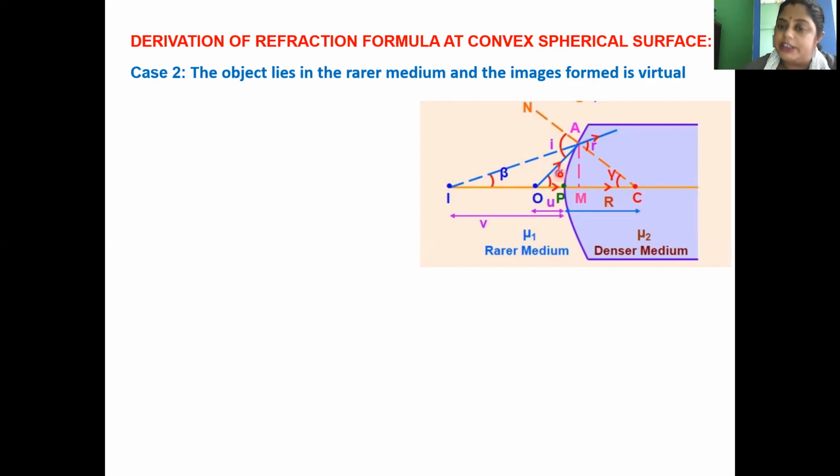Now for the derivation. Let's draw a perpendicular AM on the principal axis. What is i here? i is the angle of incidence and r is the angle of refraction. i and r are very small. And alpha, beta, gamma are the angles created by the incident ray, refracted ray, and normal with the principal axis. They are also very small angles. Now, let's start the derivation.